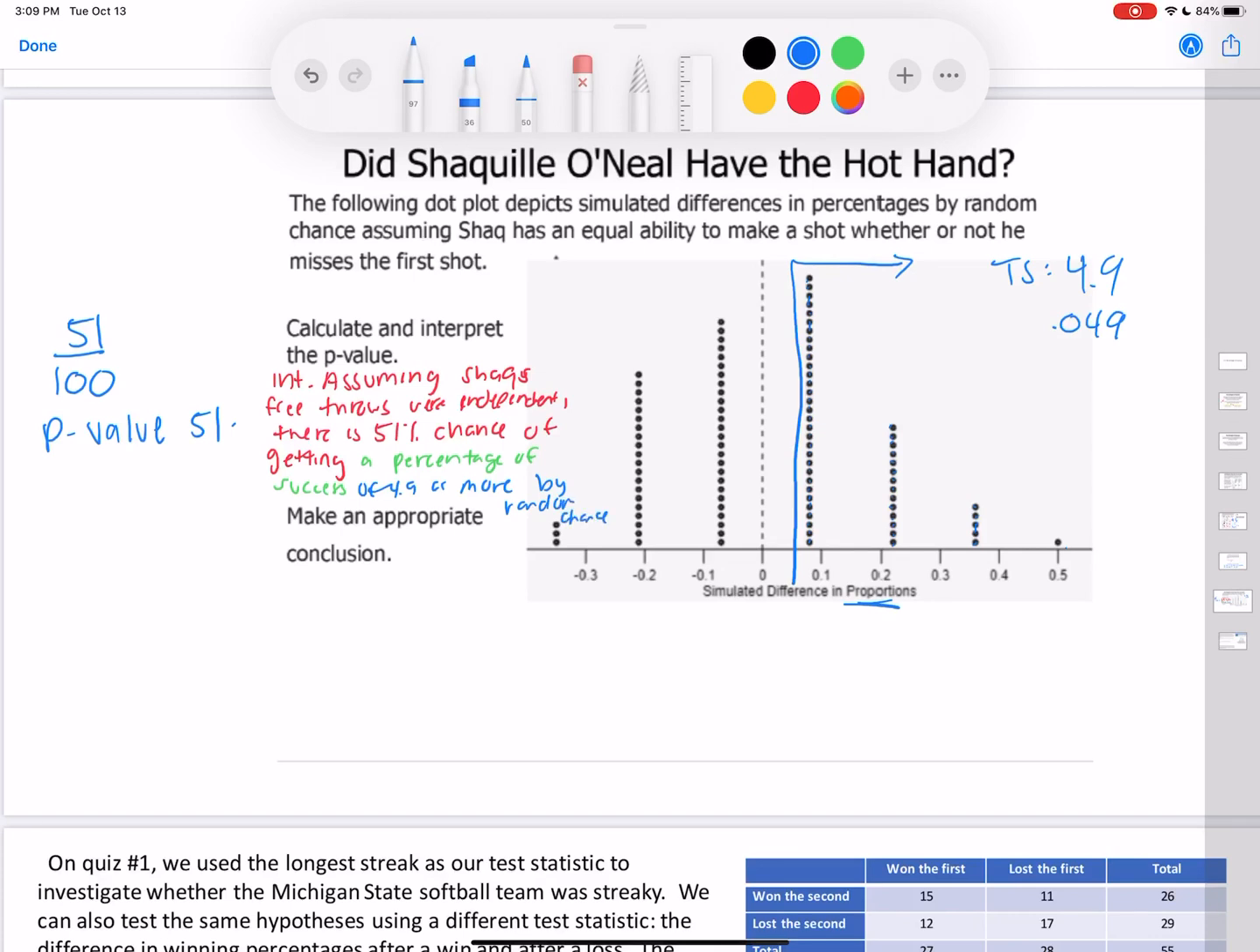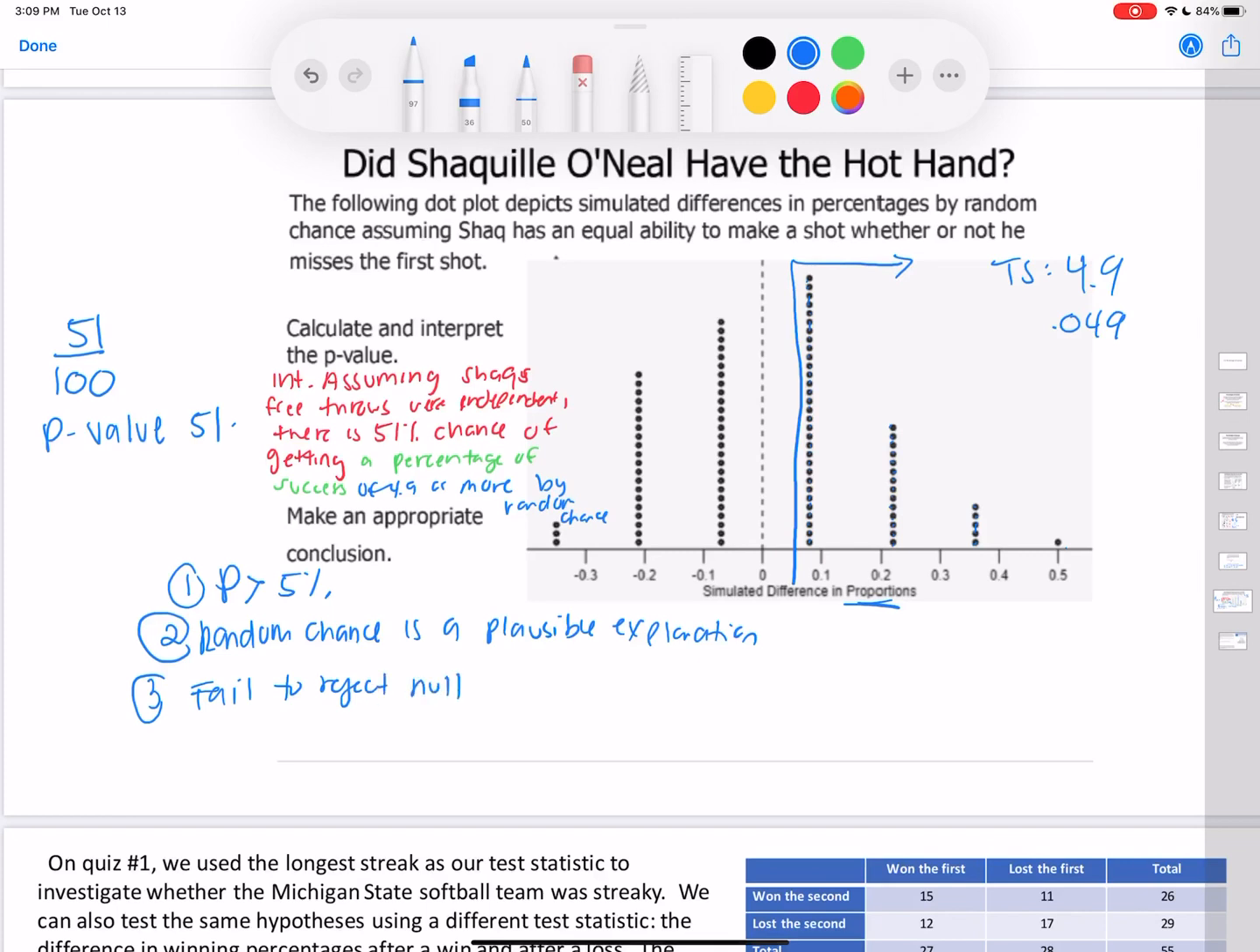Okay, making my conclusion, I followed my 3 steps. Is my p-value bigger or smaller than 5%? In this case, the p-value is bigger than 5% because it's 51%. If it's bigger than 5%, there's a lot of dots that were generated by random chance, so that means random chance is a plausible explanation. And lastly, which hypothesis does that give you evidence for? So we failed to reject the null. We have evidence that Shaq's free throws were independent.